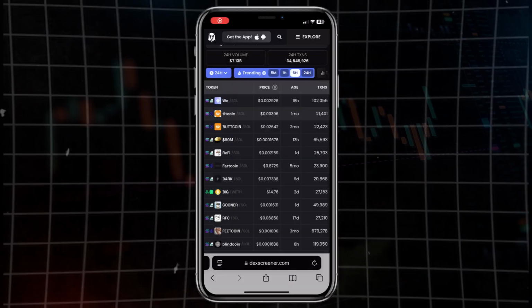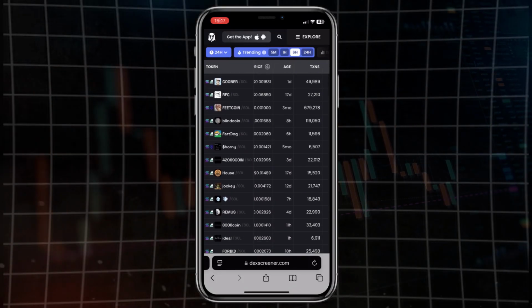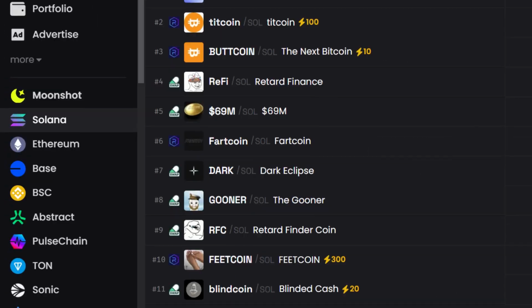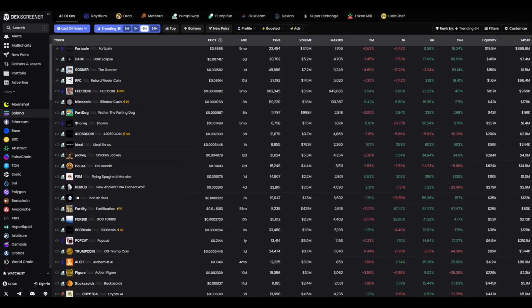I monitor tokens daily, and Dex Screener is a huge help. It's a web service I use on both my phone and computer. It shows which projects are currently active and what's worth paying attention to. I started with Ethereum, where fees were high, but there were few bots, and then I moved to Solana. There's a lot of fraud there, but also plenty of opportunities. Want to understand how it works? Let's open Dex Screener and see what it has to offer.